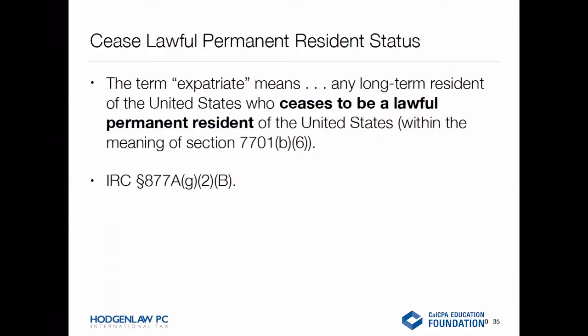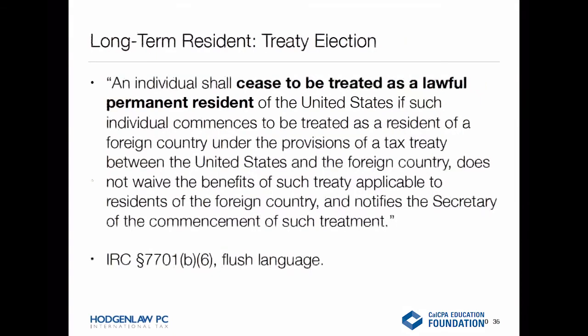So the term expatriate means any long-term resident of the U.S. who ceases to be a lawful permanent resident. So in other words, any long-term resident who gives up their green card or ceases to have a green card. And an individual shall cease to be treated as a lawful permanent resident if such individual commences to be treated as a resident of a foreign country under the provisions of a tax treaty, etc. So in other words, you stop having the status of lawful permanent resident if you make a treaty election to be taxed as a resident of another country.